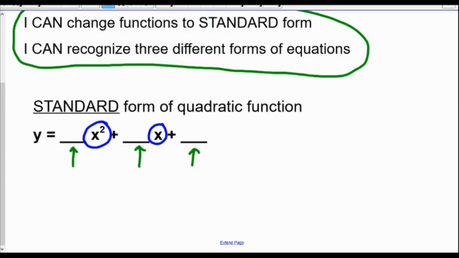Okay, but plain enough, when it's written with the x squared first, the first value is an a. When the x comes next, it's a b. And then the one without either the x or the x squared is called c. So our standard form of a quadratic equation is ax squared plus bx plus c. And a, b, and c are 3 numbers. There is a rule that says that a can't be 0. Okay, we'll talk more about that another day.